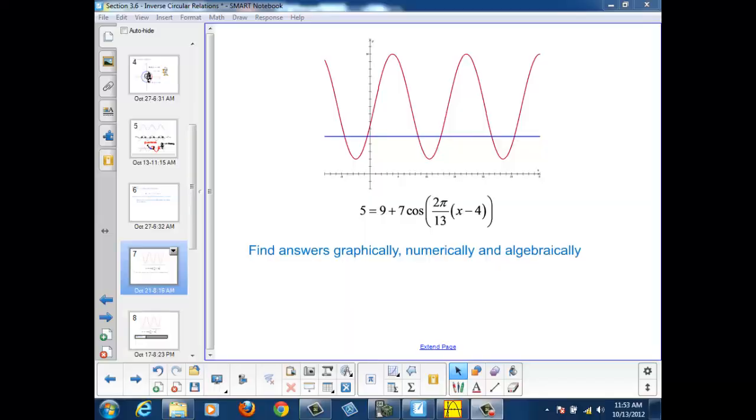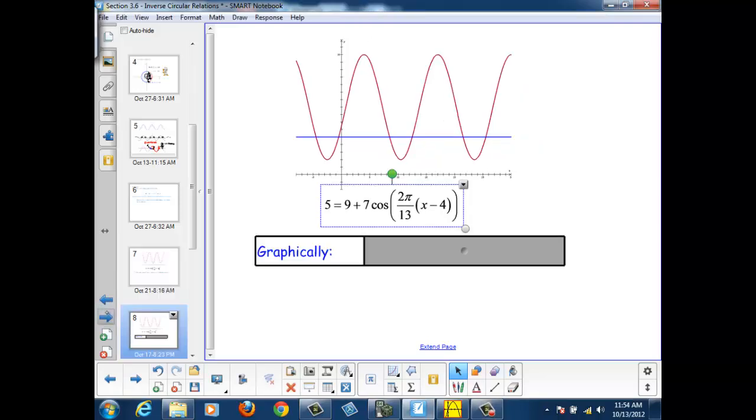Let's take a look at how we would use our knowledge now to answer a question like this. When is our general sinusoid 9 plus 7 cosine of 2 pi divided by 13 times the quantity x minus 4 equal to 5? You can see I've graphed the sinusoid here and drawn a line at y equals 5. We're going to take three approaches. We're going to find answers graphically, numerically, and algebraically. Let's start with the graphical approach.